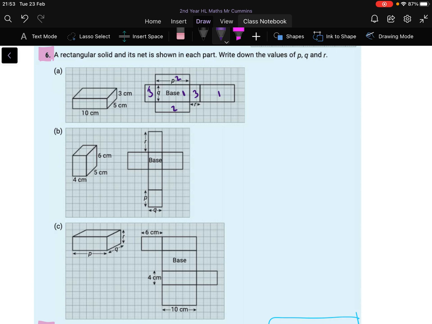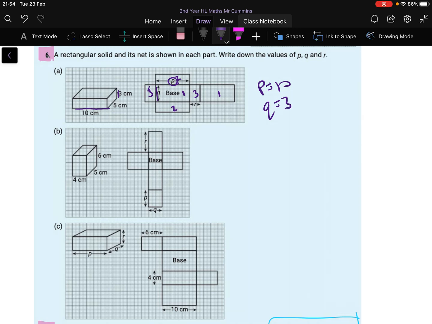So if I look, they're asking us P, Q, and R. P is the length of here. So here's P, which is going to be the same as this length here. So P is going to be equal to 10. Q, where's Q? Q is the width of the base, isn't it? Yep, so P is 10. Q is the width here, so Q is going to be equal to 3.